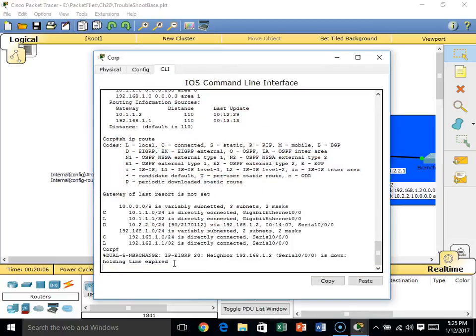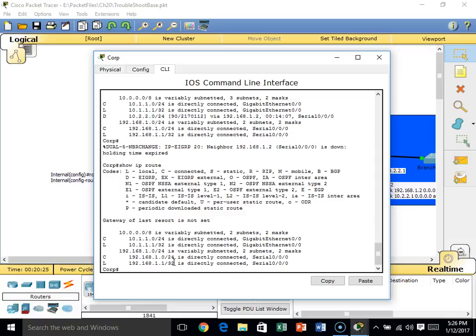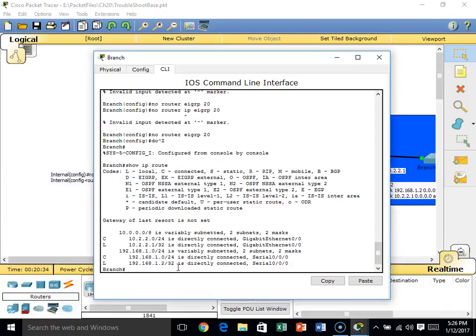Let's go over here. The EIGRP neighbor is down. The hold time expired. That's the message that you're going to get when the hold time, dead time, expires. It's called hold time in EIGRP and dead time in OSPF. Show IP route. And again, we don't have any route. So I think what he wants us to do on that, which one is that on? It's on this guy, right?